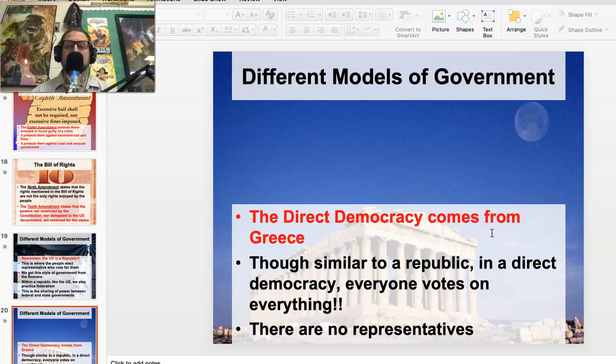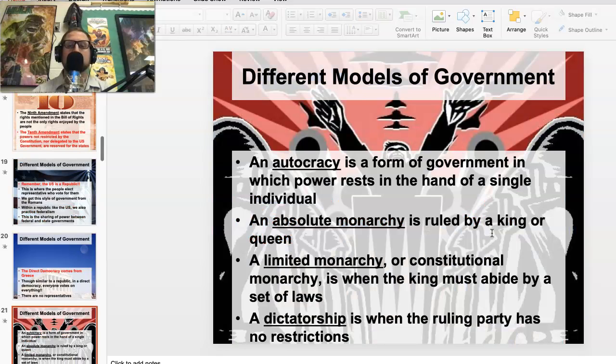We went over democracy and republic in 1.2. Let's look at some of these other forms of government. Autocracy, the power rests in the hands of a single individual. Autocracy and dictatorships, pretty much going to be the exact same thing. So one person has absolute power.